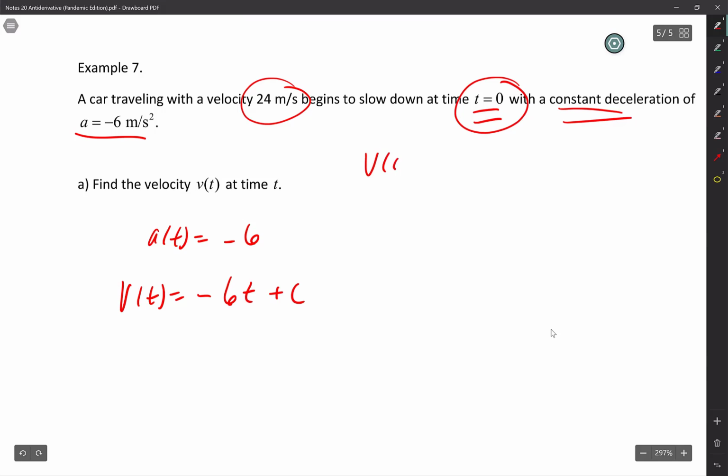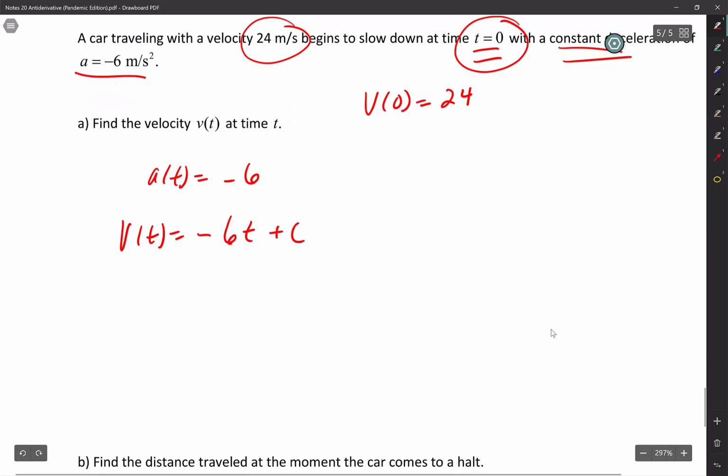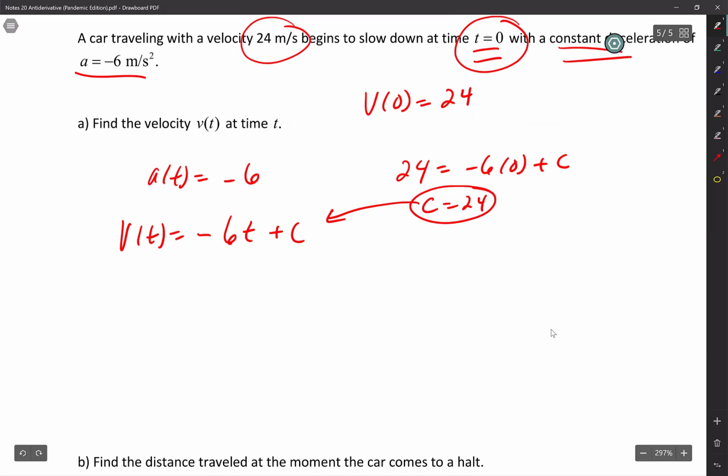So I know that v of 0 equals 24 meters per second, right? Because I know that, you can already just plug it in, but if you don't want to, just do 24 equals -6 times 0 plus c. So then c equals 24. So that goes right there. So here's my equation for velocity: -6t plus 24. And this will give me my answer all the time.